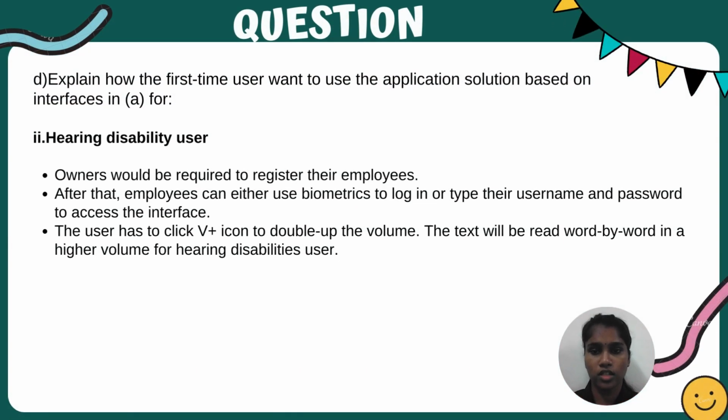The second solution is for hearing disability users. Owners would be required to register their employees in the interface. Then employees can either use biometrics to log in or type their username and password to access the interface. They can also choose their language in the Language Center. Then the user has to click the V plus icon to double up the volume. The text will be read word by word in a higher volume for hearing disability users so that they can understand more easily to do their work.